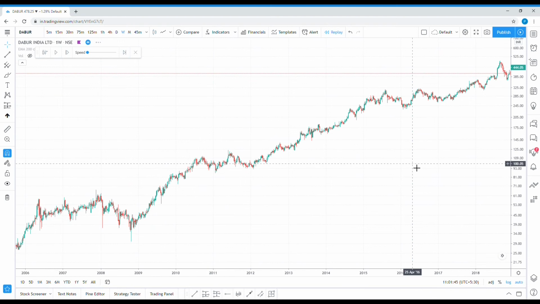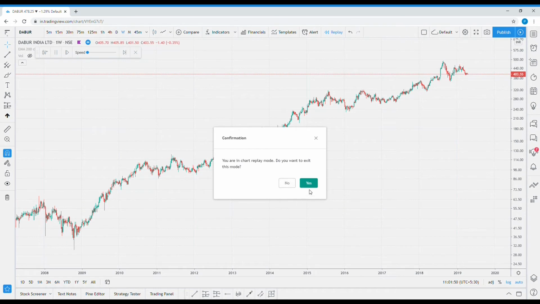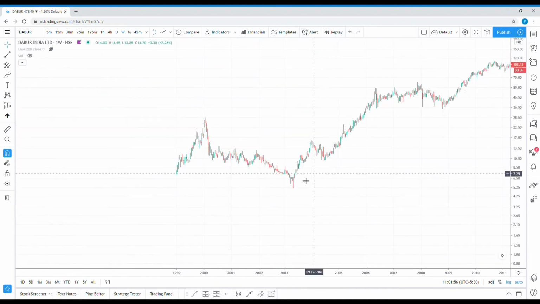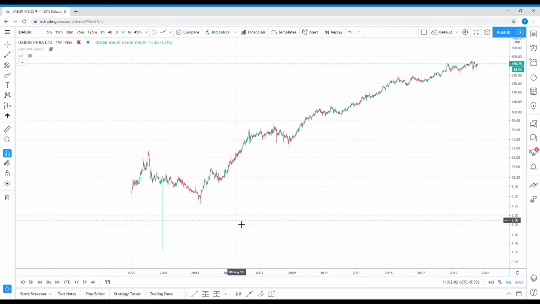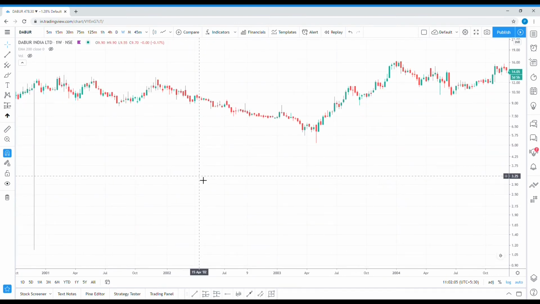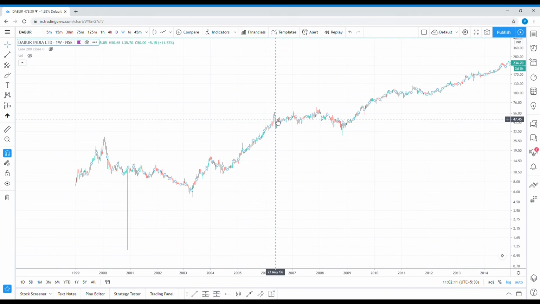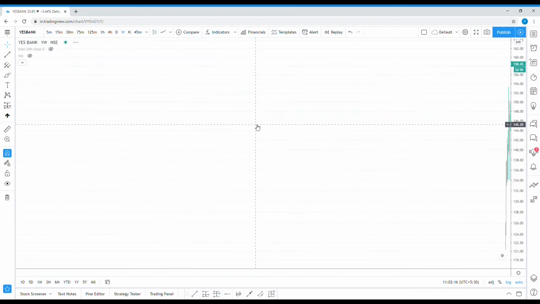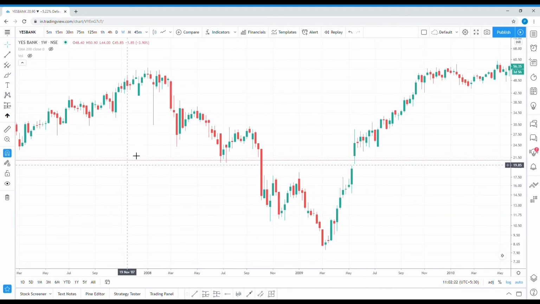Let me see if I can show you a downtrend line. Downtrend line. I think this one will work. Let me go to some other stock, let's suppose we go to Yes Bank. So as you can see, this is a perfect example of downtrend and also the uptrend.